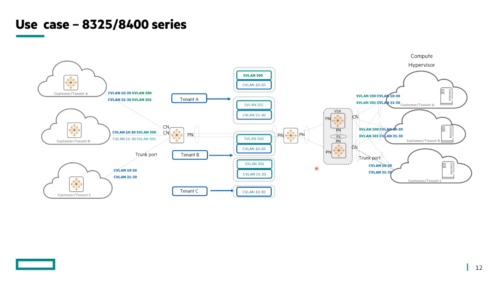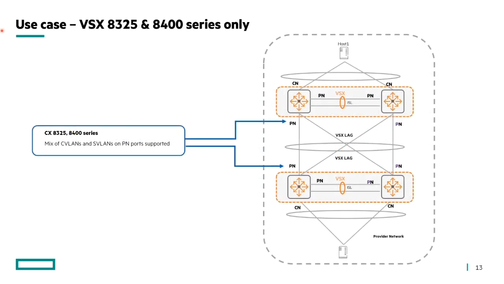And in the head end, we can leverage VSX as a technology to break out to our various tenants at the head end. Do note this is obviously very important. In all use cases, support is for loop-free topologies only. So do make a note of that. A use case for the VSX on the 8325 and the 8400 series. CVLANs and SVLANs are supported on the ISL PN ports and the PN links, so the mix of standard VLANs and SVLANs are supported on the same interfaces. This applies to the 8325 and the 8400 series only.